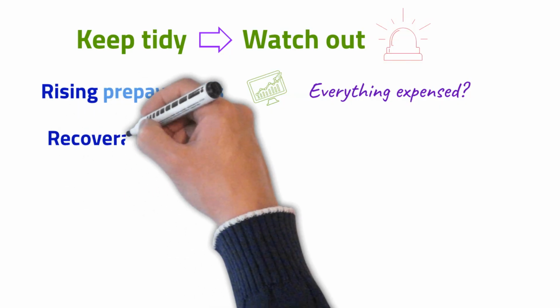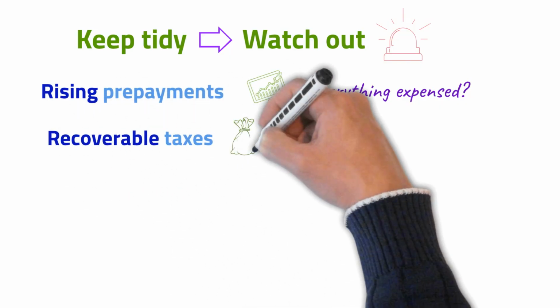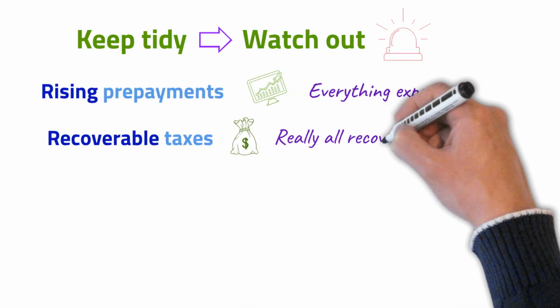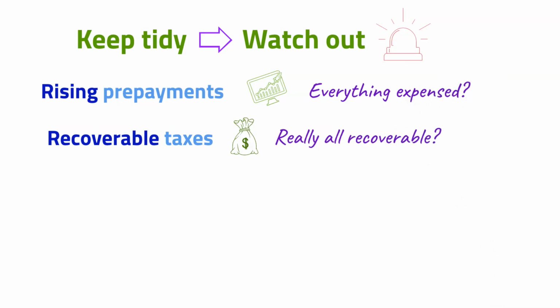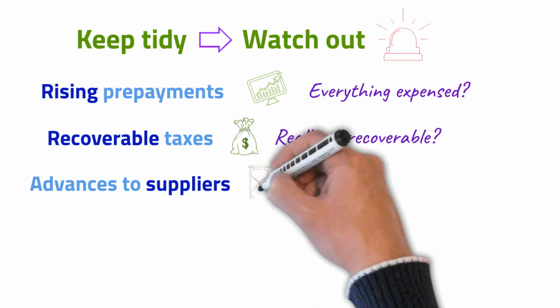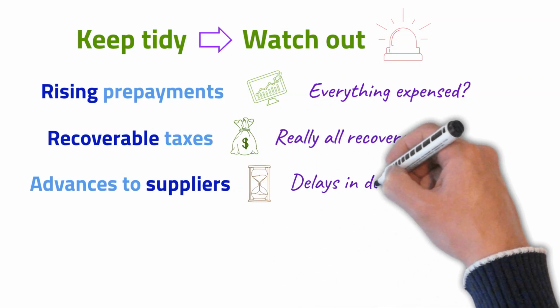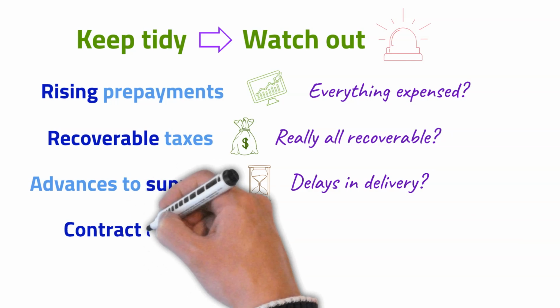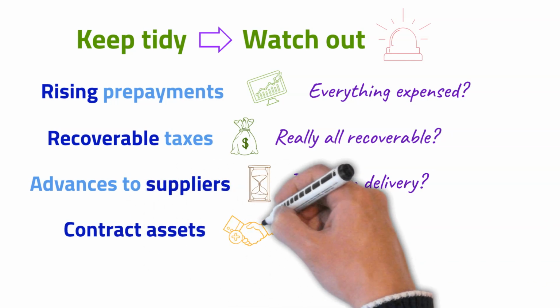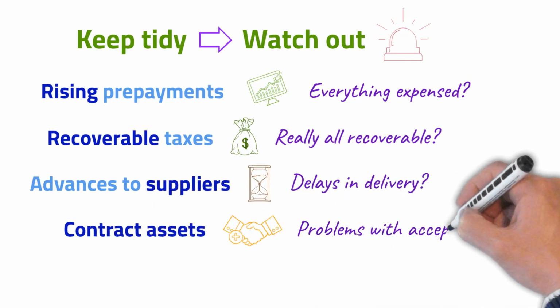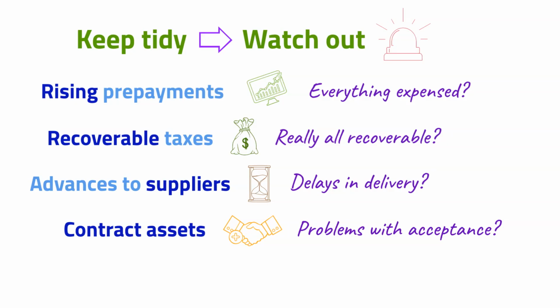Recoverable taxes. Large balances can be normal with VAT, but very old amounts may be hard to recover. Advances to suppliers. These are healthy for securing materials, but constant large advances may mean delays or supplier risk. Contract assets. These grow when performance is ahead of billing, but significantly growing balances may, for example, mean that there are problems with customers accepting our services.